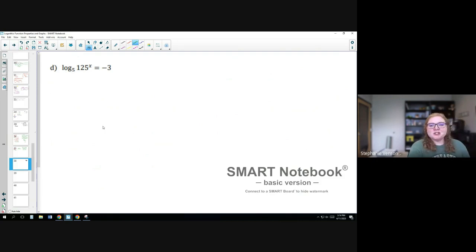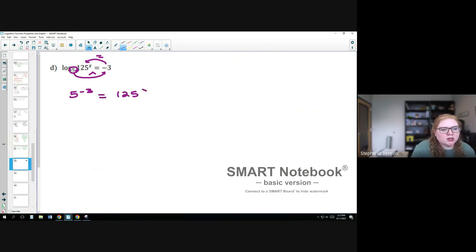All right, same situation. We are still on type 1. We have a logarithm on the left and a number on the right. So we are going to rewrite this as an exponential and solve. So we have 5 raised to the negative 3 set equal to what's inside the log, which in this case is 125 to the x power.